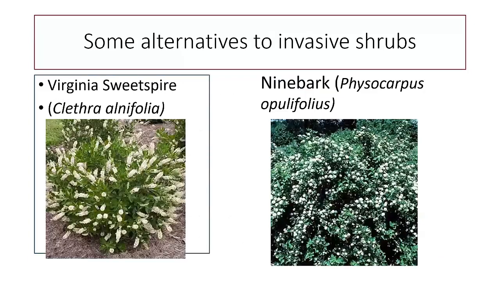Some alternatives to these invasive shrubs. On the left, you see the Virginia sweetspire, the Clethra alnifolia. Great plant, gets really nice fall color. It has beautiful blossoms, great for pollinators. The ninebark is shown on the right. That's another one that pollinators love. It's also really interesting in the winter because it has very interesting bark.